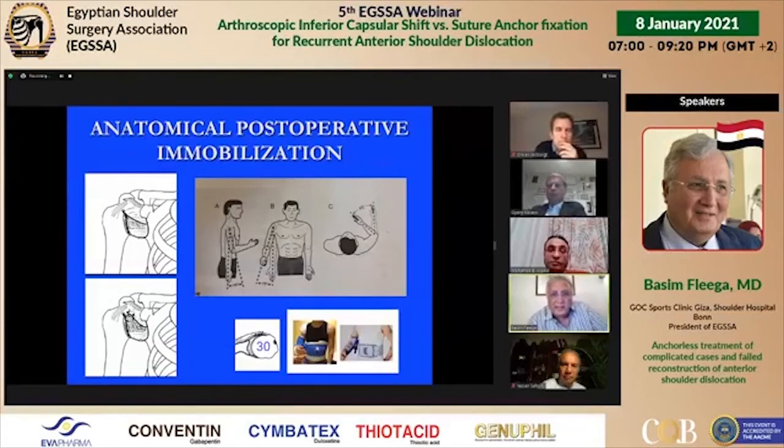Very important is an anatomical postoperative immobilization. Put the shoulder in its neutral anatomical position in order to have the healing of the capsule giving the same size vertically and horizontally of the anterior capsule.